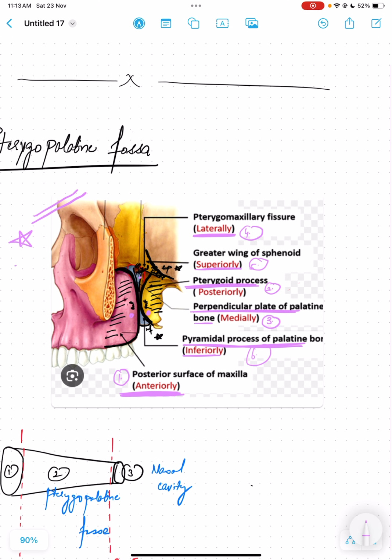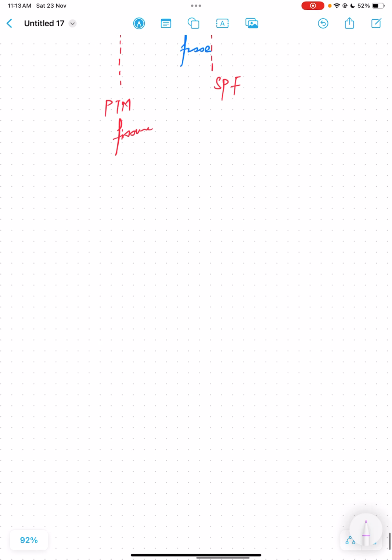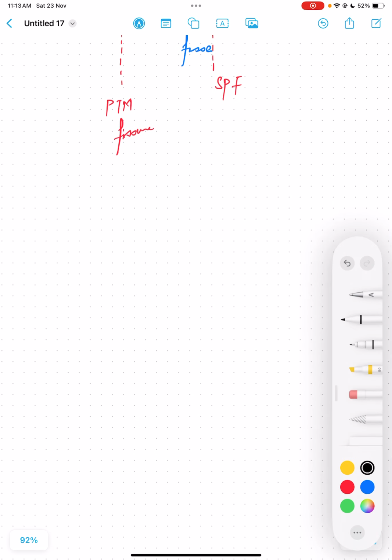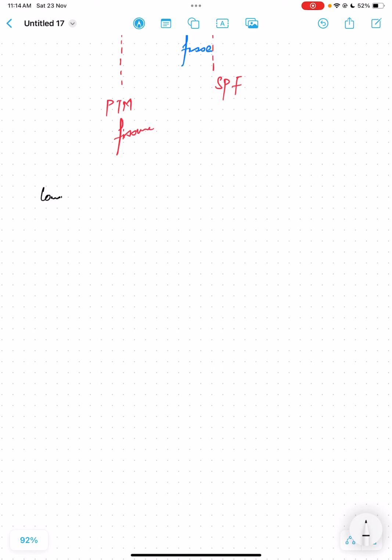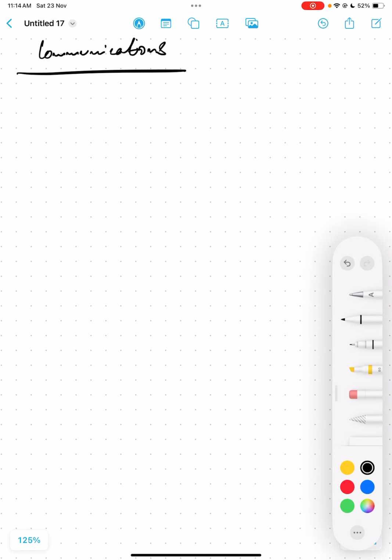When you make the diagram, you will be very thorough about these boundaries. They will be easy for all of you to remember. Next, what we are going to study are its communications. First of all, we will study its posterior communications.